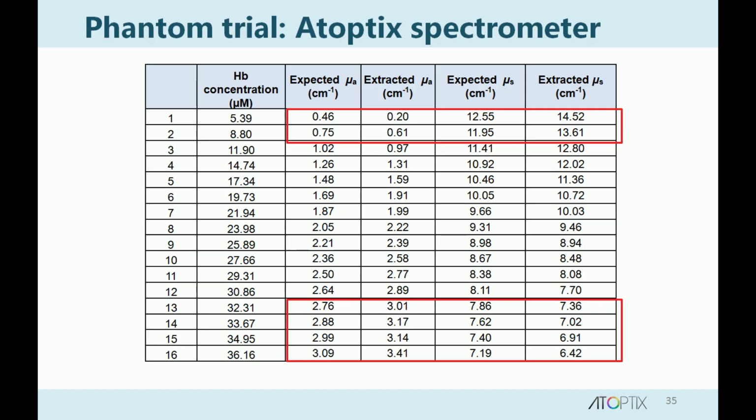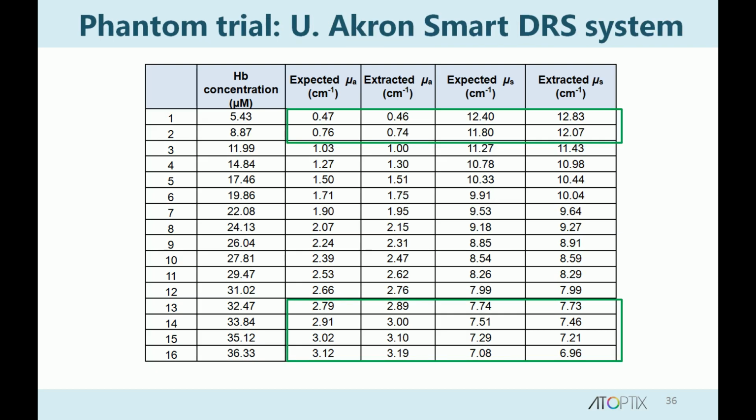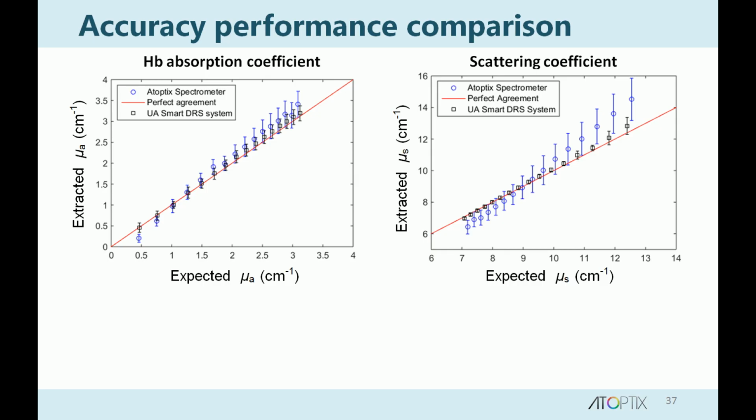This is the expected versus extracted results for the absorption coefficients and scattering coefficients for our setup. You can see there for medium concentration levels, they compare relatively well. It's on the extremes, for low concentrations and high concentrations, there's some deviation for each. In comparison to the Akron system, these compare much more favorably at low concentration and high concentration. This is illustrated a little bit better in these plots here that compare the extracted versus expected absorption coefficients for each system. And then this red line here is the perfect agreement for each.